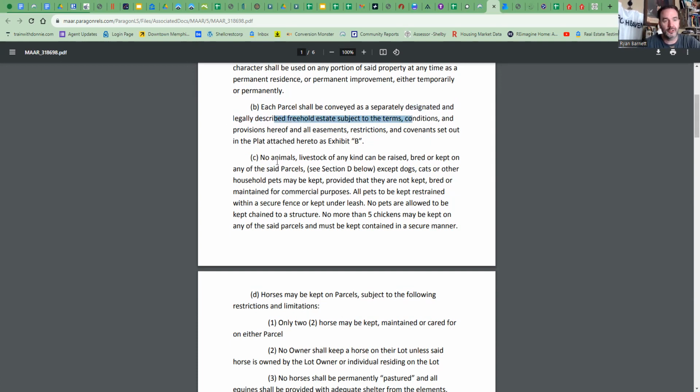That is good. No animals or livestock of any kind can be raised, bred, or kept on any of said parcels, except dogs, cats, or household pets. So what is your reason for getting this land? Most people I've talked to get land because they want to build a house or some sort of structure on it, or it already has a structure they want to improve. They don't necessarily want to open a dog kennel, although they could.